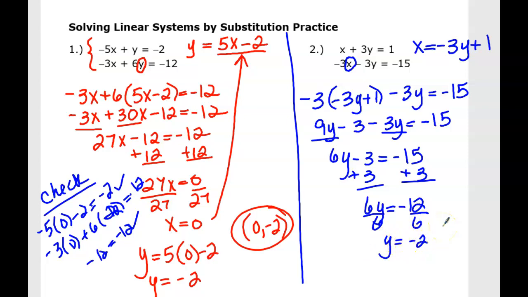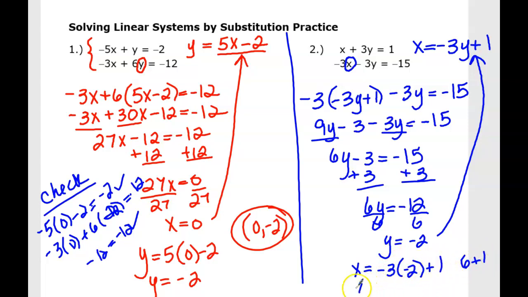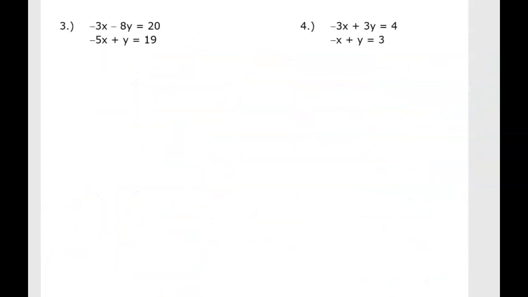All right, now to get my x, I simply take it and I plug it back in to get my x. My x is going to be equal to -3 times -2 plus 1, or 6 plus 1, which is 7. All right, so my ordered pair is going to be my x comes first, 7, -2. And there's my answer. Okay, and for purposes of time in the video, I'm not going to continue to do my check steps. However, you can look at the answer key that's on Schoology and look at the check steps as they're verified. All right, example 3.